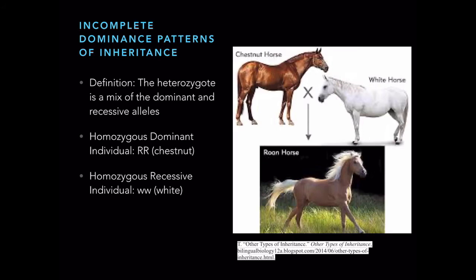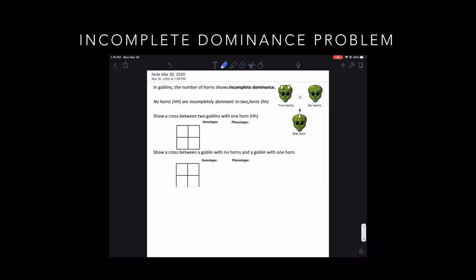Homozygous recessive, WW, the white horse. Finally, this should be a mix of both horses. Heterozygous, roan horse. It's a mix of both genotypes and phenotypes, making it RW and a roan color. The difference between incomplete and codominance is that incomplete is a mix, while codominance shows both alleles.